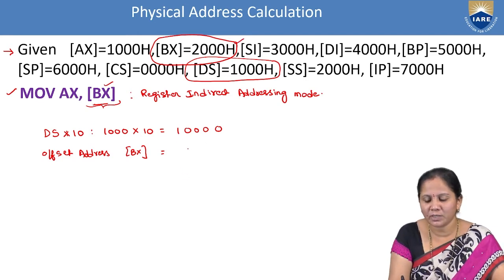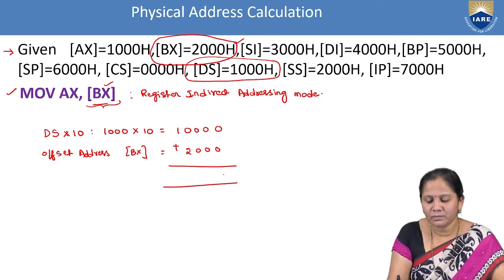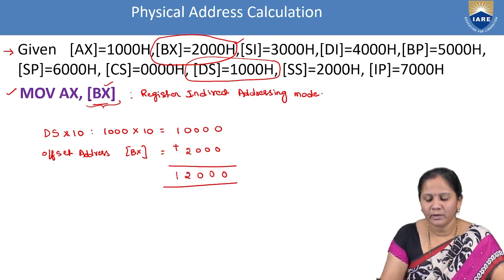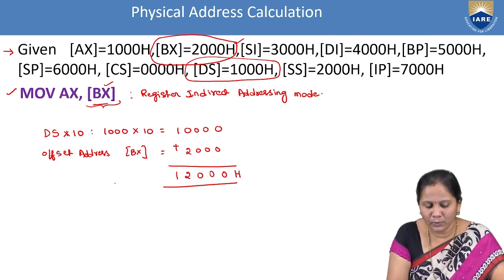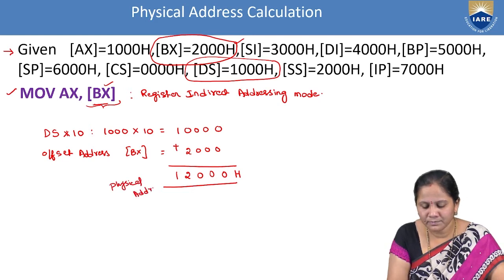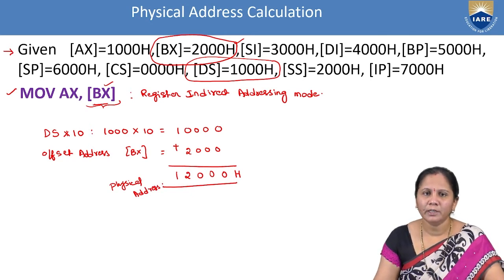So, here base register only has given and it is 2000H. So, to this segment address, we have to add the offset address. And here, we will have 0, 0, 0 and this is 2 and here 1. Okay. So, 12000H. This is the value of physical address. Okay. So, whatever the physical address size will be 20 bit.